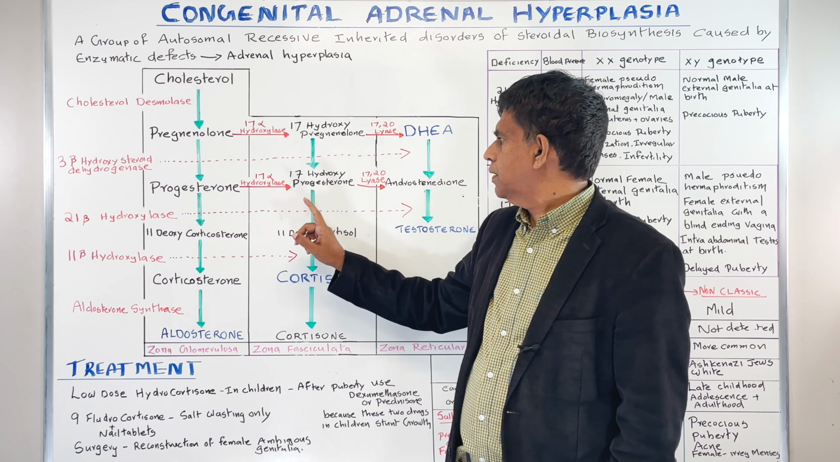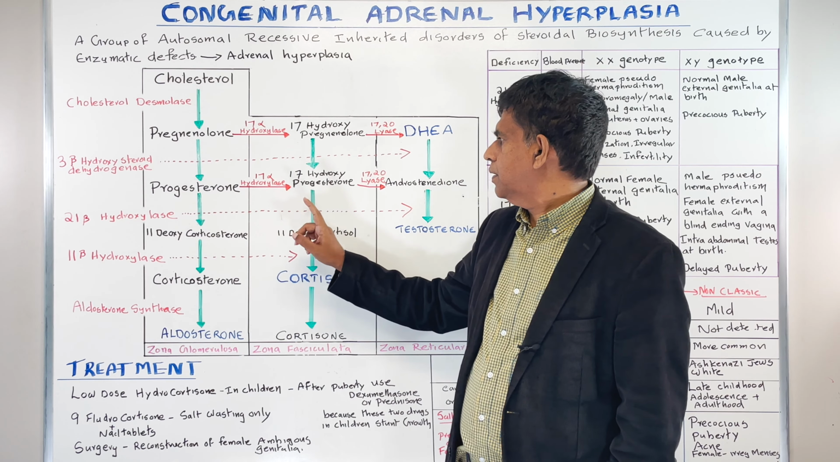Remember that. Also, progesterone becomes 17-hydroxyprogesterone and androstenedione, which is another androgen. Okay? So remember those things. And that is also converted to testosterone. So that's the normal. Now look at what happens in the abnormal situation.